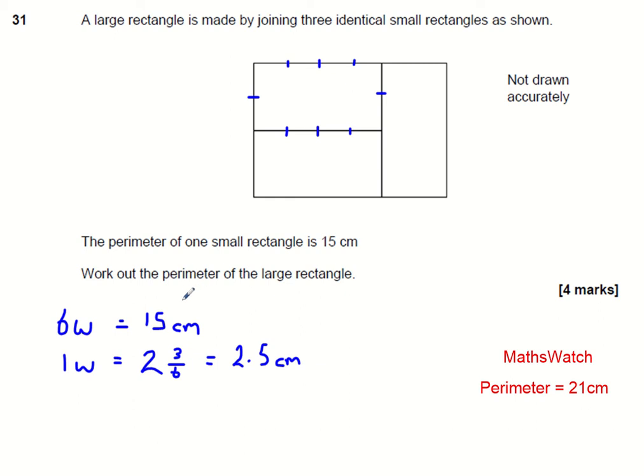So the perimeter of the large rectangle, which is all of this put together, we now just need to work out how many widths that is. So that's 1, 2, 3, 4, 5, 6, 7, 8, 9, 10. So that's going to be 10 widths. So if one width is 2.5 centimeters, 10 widths is 25 centimeters. So there's the perimeter of the large rectangle.